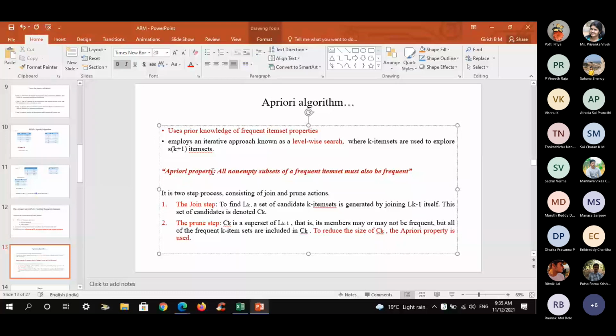What is the Apriori property? All non-empty subsets of a frequent item set must also be frequent. Let us take an example. If the item set I1, I2, I3 is appearing frequently in total transactions, then I1, I2, and I2, I3 and so on must be frequent across all the transactions. Apriori is a two-step process. First is the join step, second is the prune step. In the join step, we find Lk. In the prune step, we find Ck.